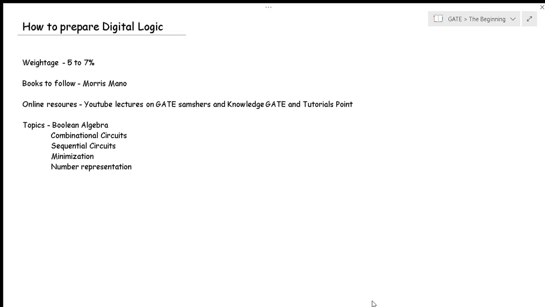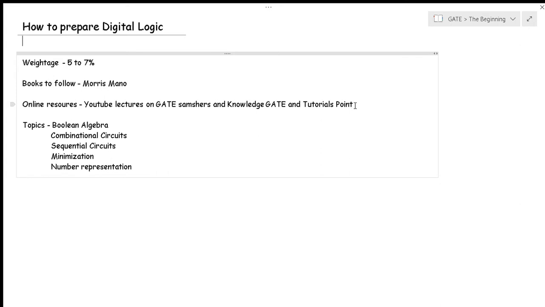The weightage varies for digital logic. It will be somewhere around 5% to 7%. What I personally recommend is that you don't need to read the book for digital logic, but if you want to learn something in depth, you can always go for Morris Mano. The online resources, like these three which I had mentioned, cover pretty much everything we require from the GATE point of view.